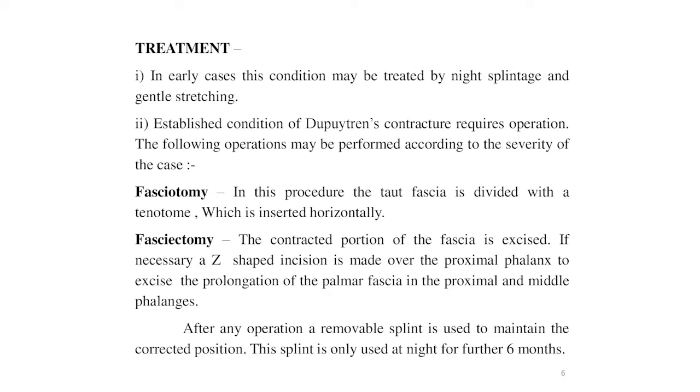Now the fasciectomy. In this operation, an incision is made on the distal palmar crease. The palmar fascia is carefully dissected free. The contracted portion of the fascia is excised. If necessary, a Z-shaped incision is made over the proximal phalanx to excise the prolongation of the palmar fascia in the proximal and the middle phalanges.